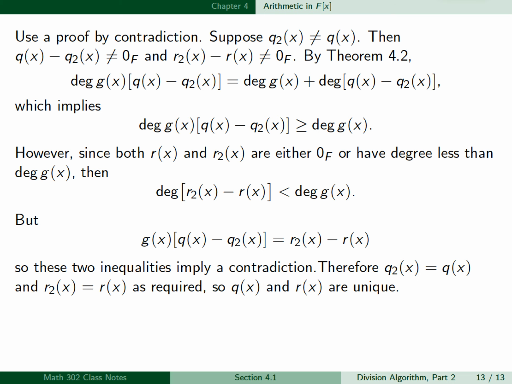So therefore q2 of x is equal to q of x, and r2 of x is equal to r of x as required, so q of x and r of x are unique. And so this completes the proof of the theorem.